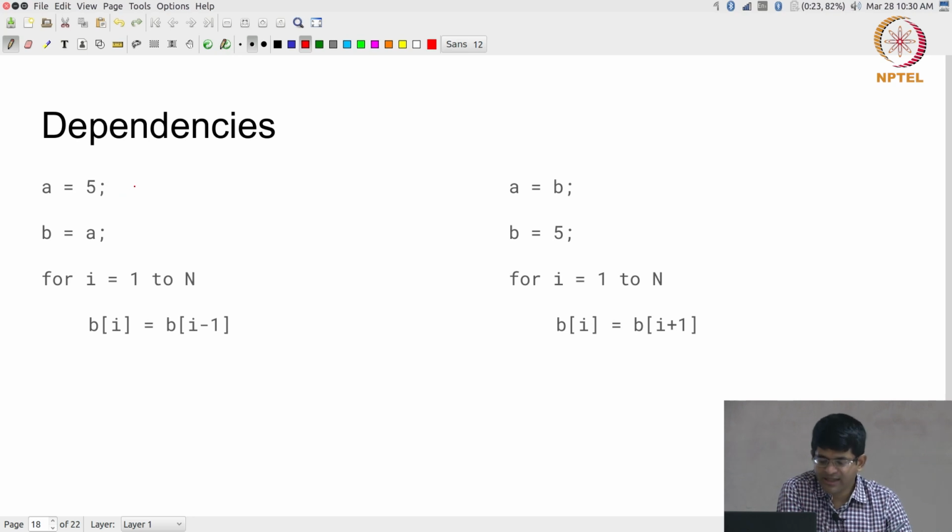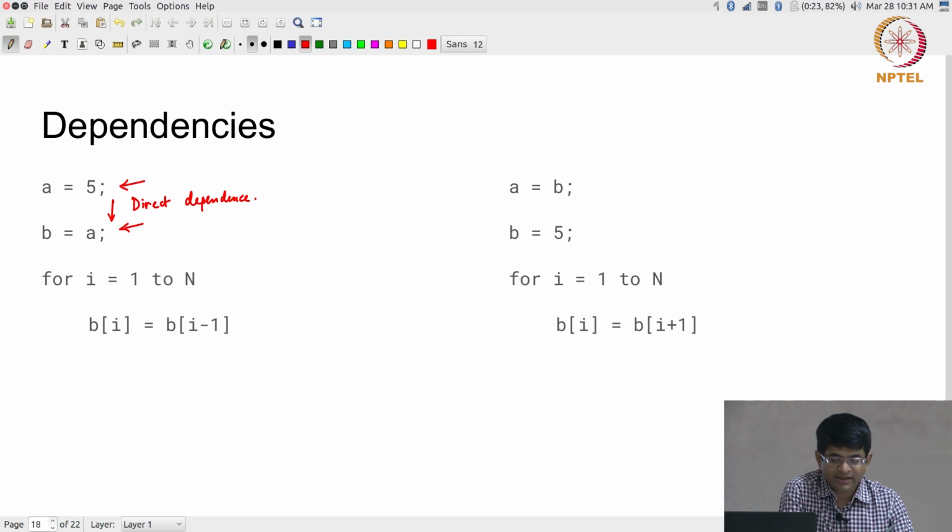What we have on the left hand side over here, for example, is A equals 5, immediately followed by B equals A. This is a direct dependence, because if I try changing the order of the two instructions around, it will give me the wrong answer.